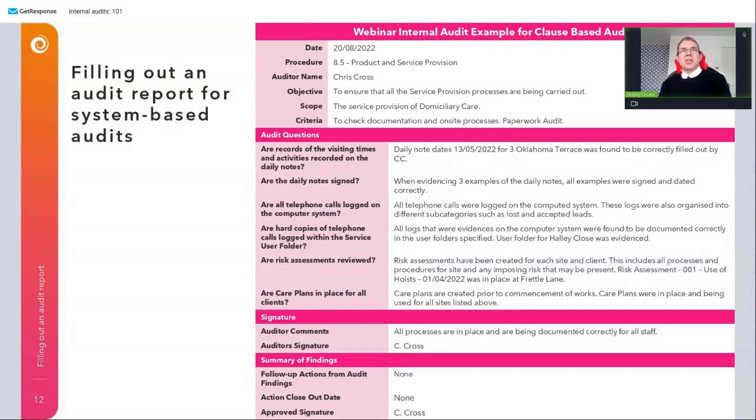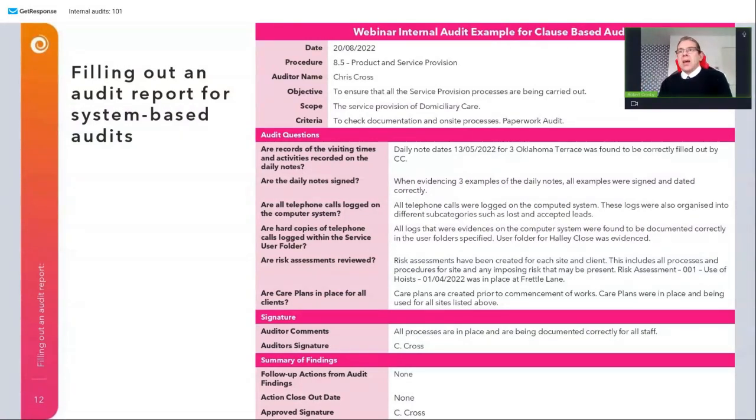So the first question talks about notes. We found some notes, and these are the notes that we found. And that would generally tell us that for this example, it's been working. Brilliant. Are the daily notes signed? So they've had a look at the evidence, and they've had a look at 3 examples of the daily notes, and they were all signed correctly. Brilliant. We can now move on to our third question, sorry.